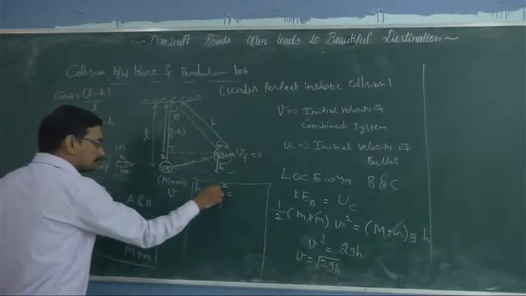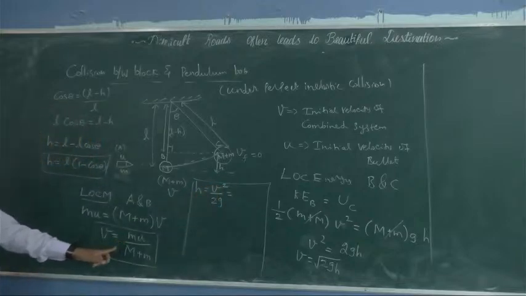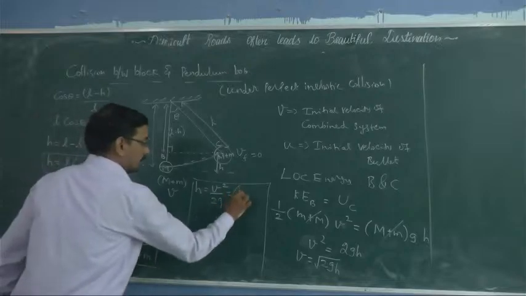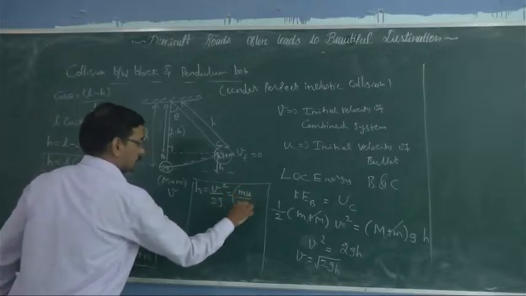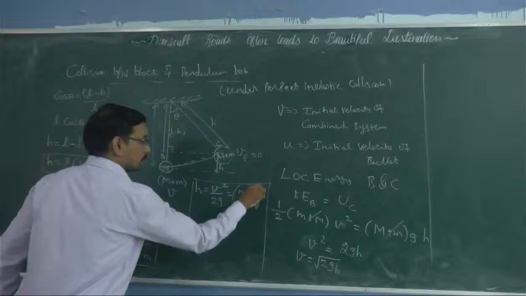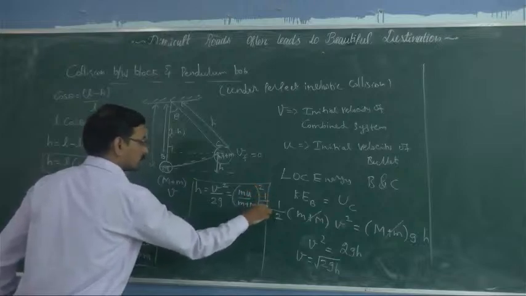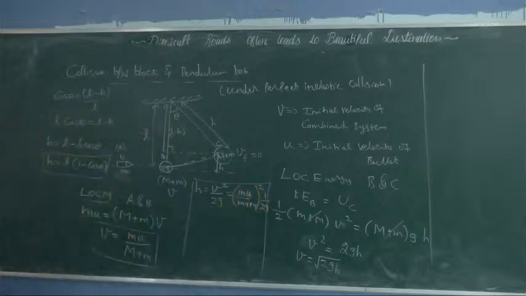Already we got the expression for v. So what will v square be? M u by M plus m, the whole square, into 1 by 2g. This is the expression for h. What is h? The maximum height travelled by the combined system.